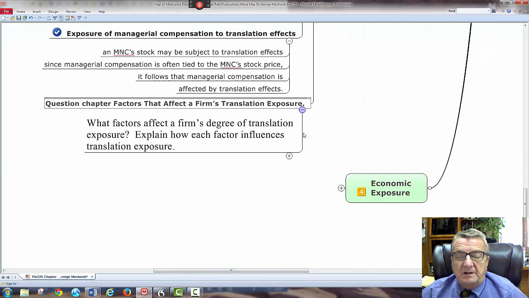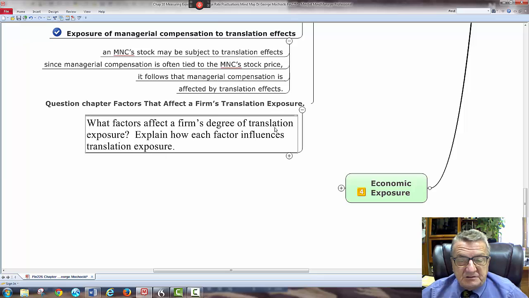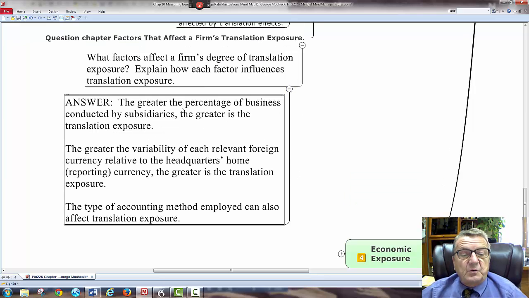Let me see, I'll put this one on here. What factors affect the firm's degree of transaction exposure? Any kind of transaction exposure. Explain how each factor influences transactional exposure. Okay, answer. The greater the percentage of business conducted by subsidiaries, the greater the transactional exposure. The more I have, the more transactions going on there, so I have more exposure. I have to minimize that.